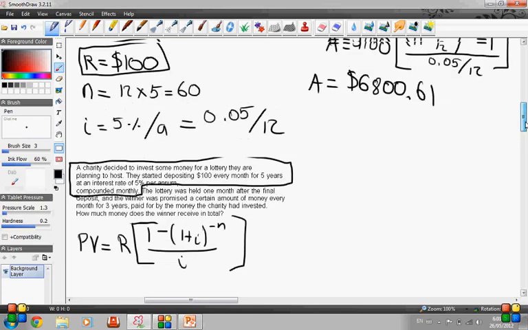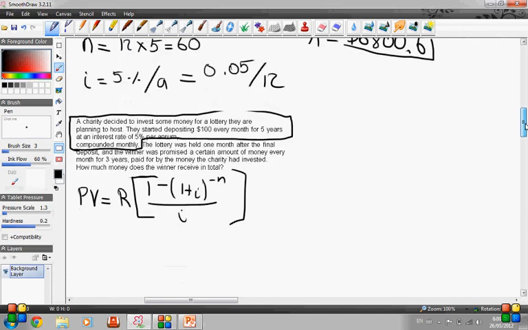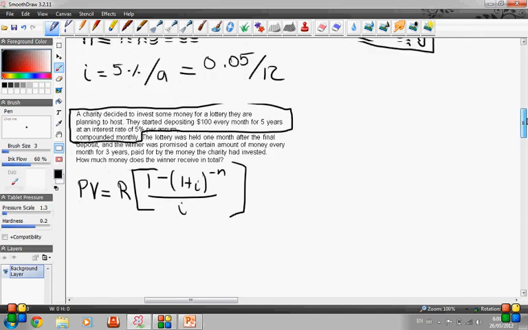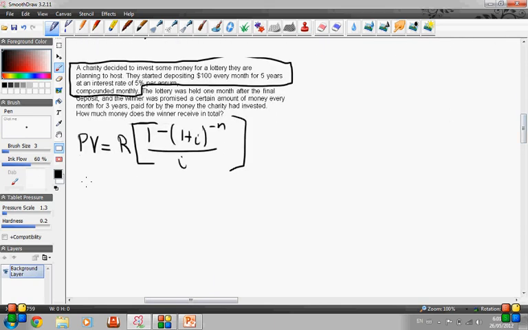So again, let's input our known values here, and in this case we know what the present value is because the present value is the same as the amount, because this is what the charity has at the beginning of the time they start making withdrawals from the account. So we're going to input the value of $6,800.61 for our present value. So we have 6,800.61 is equal to, we do not know R here. We don't know what's the monthly withdrawal that the charity is making. So we're going to leave that as R, multiplied by 1 minus 1 plus 0.05 over 12.